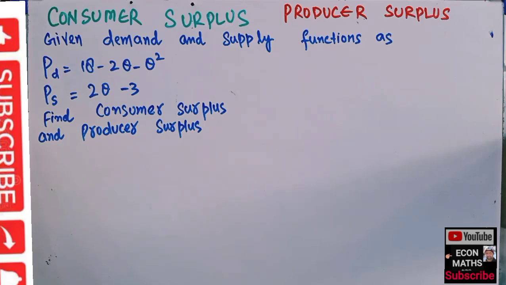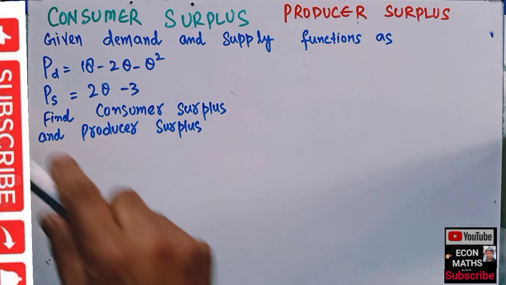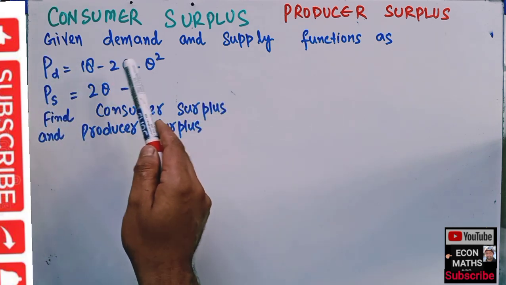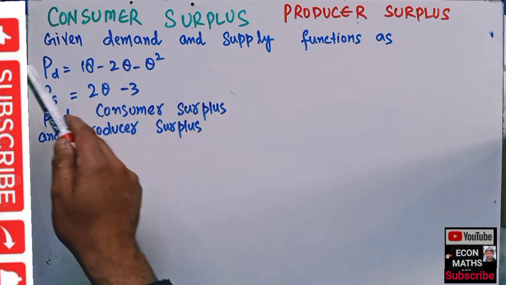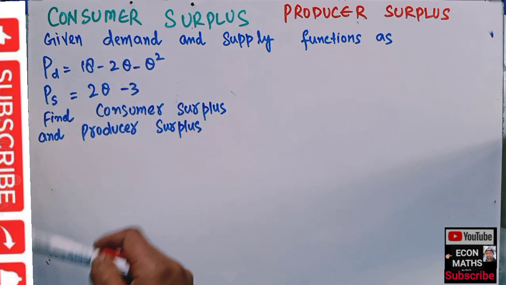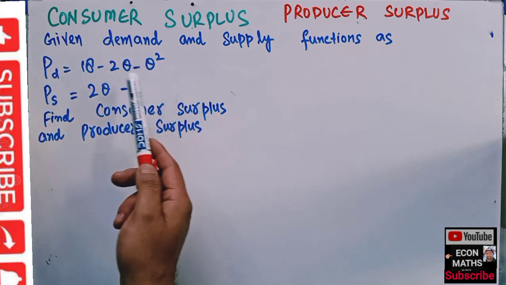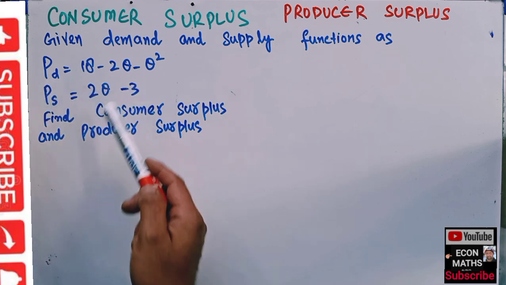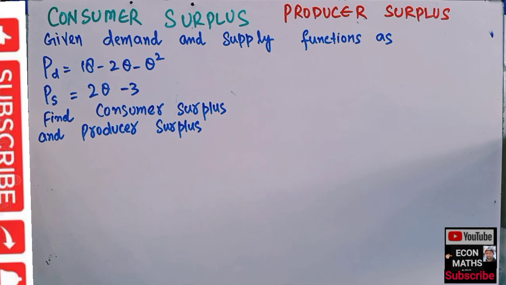In this video, we will learn how to calculate consumer surplus and producer surplus with an example. The question is: given demand and supply functions, the demand function is P equal to 18 minus 2Q minus Q square, where P is the price and Q is the quantity. The supply function is also given as P equal to 2Q minus 3. We need to calculate the consumer surplus and producer surplus.